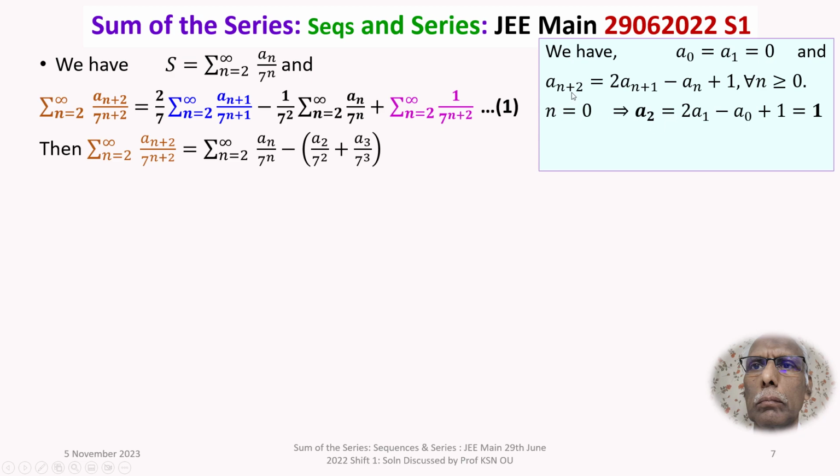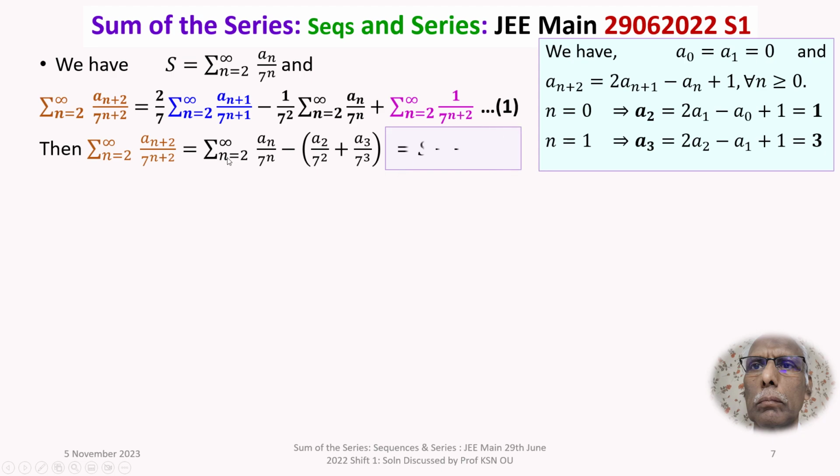To get a3, put n is equal to 1. Then a3 is equal to 2a2 minus a1 plus 1. In this, a1 is 0, a2 is 1. So 2 into 1 plus 1, that is 3. So we know a2, we know a3. Come back here and substitute.